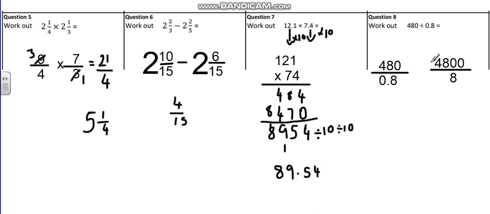Okay, dividing decimals. 480 divided by 0.8, I've written it as a fraction to start with, because I know with a fraction, whatever I do to the top, I would do to the bottom, and vice versa.